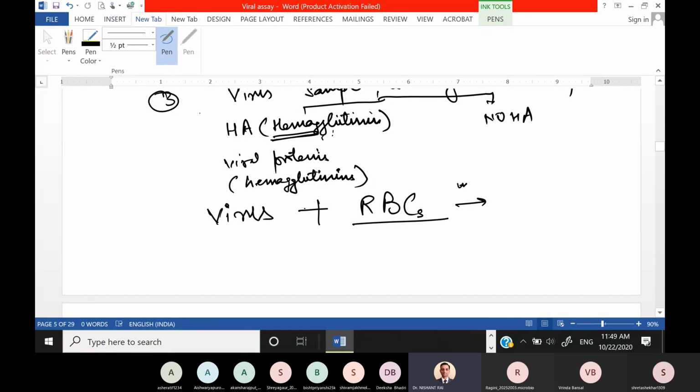Some of the viruses can agglutinate RBCs. So what you will do, you will mix the virus with RBC. What will happen? Either hemagglutination happens or no HA, no hemagglutination. Simple. So if hemagglutination occurs, it means the virus is containing hemagglutinin, and if no hemagglutination occurs, it means it is not containing hemagglutinin protein.